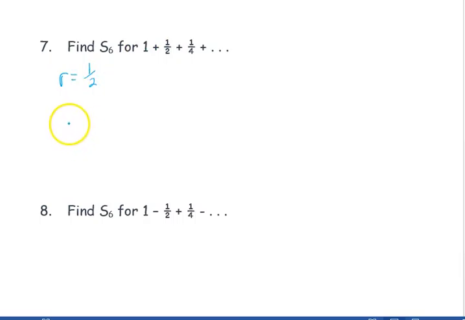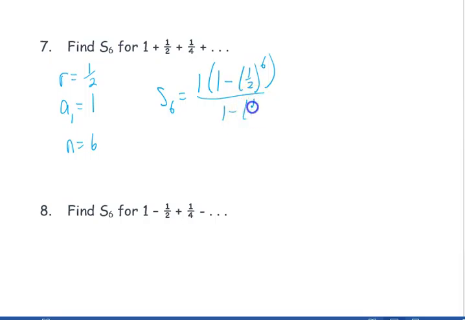That's what I'm multiplying by. And my a sub 1 is 1. And I want s sub 6, so n is 6. So s sub 6 is a sub 1, 1 minus r, which is 1/2, to the 6th, over 1 minus r, which is, again, 1/2.